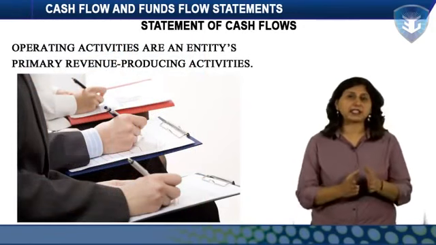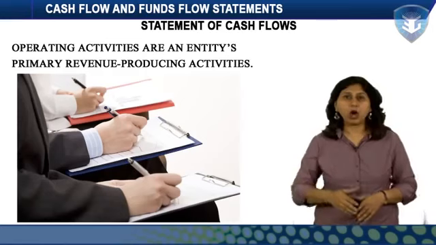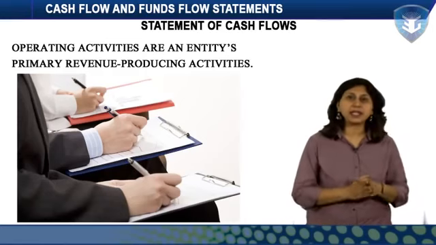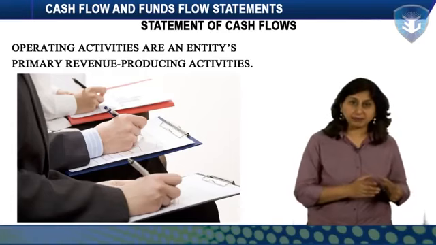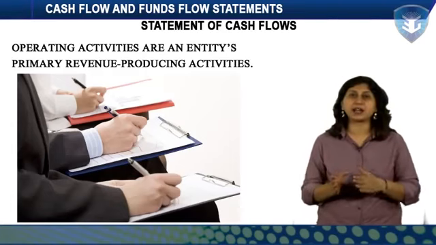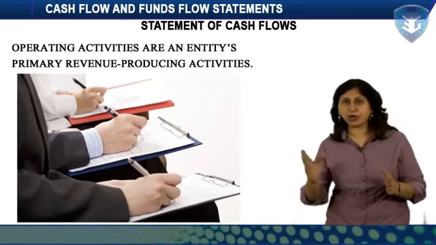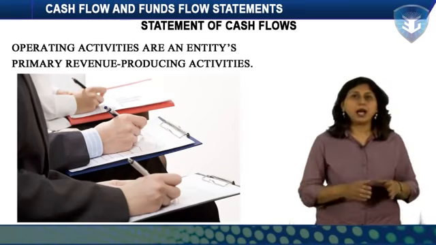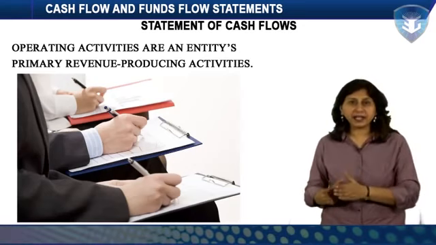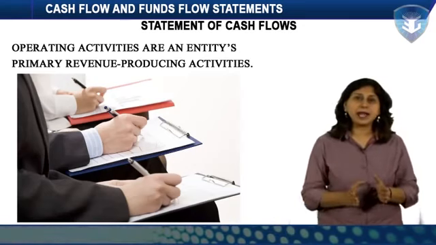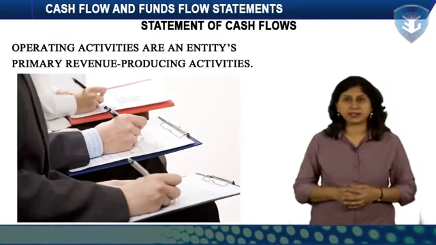The primary activities listed in the statement of cash flows are as follows. Operating activities are an entity's primary revenue-producing activities. Examples of operating activities are cash receipts from the sale of goods as well as from royalties and commissions, amounts received or paid to settle lawsuits, fines, payments to employees and suppliers, and cash payments to lenders for interest.